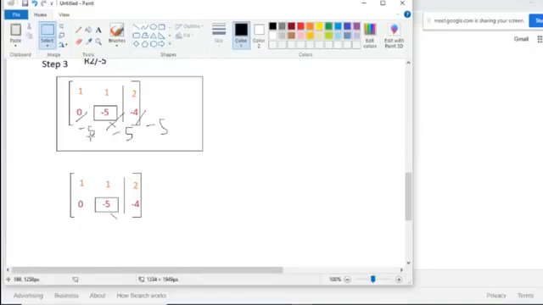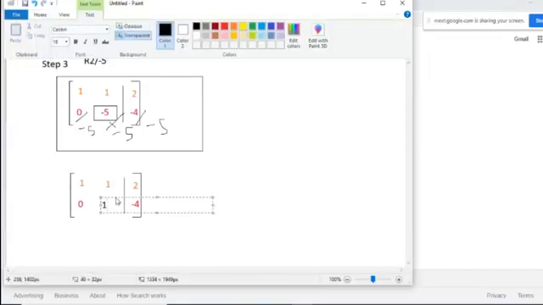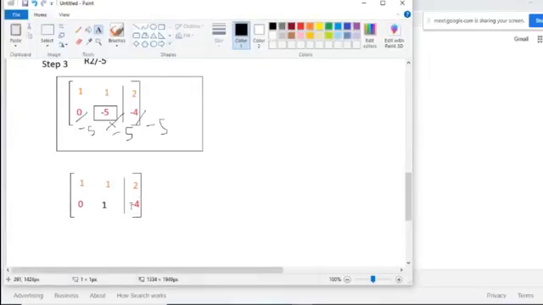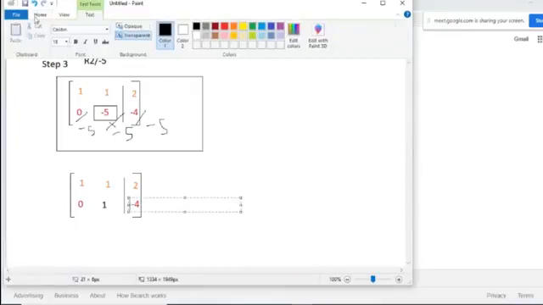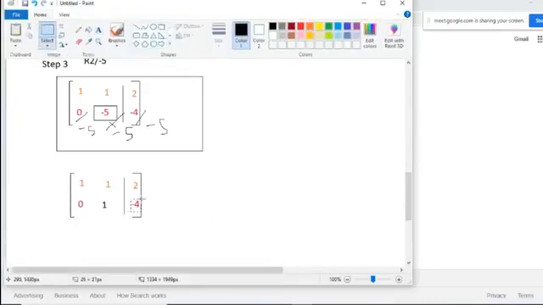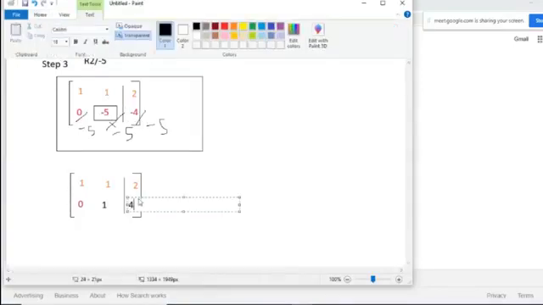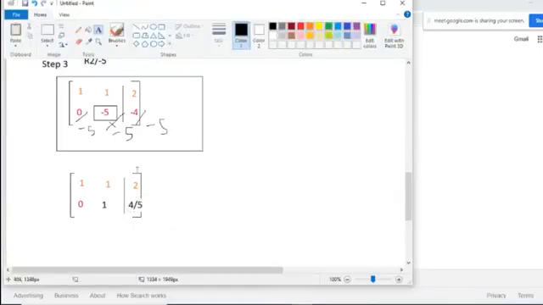0 divided by negative 5, it will become only 0. Perfect. Negative 5 divided by negative 5, it will become what? 1. It will become only 1. And finally here, you have negative 4. When you divide negative 4 by negative 5, the answer will become? 0.8. 4 over 5, or 0.8, correct. Then it will become like this. Now step 1 finished, step 2 finished, step 3 finished.